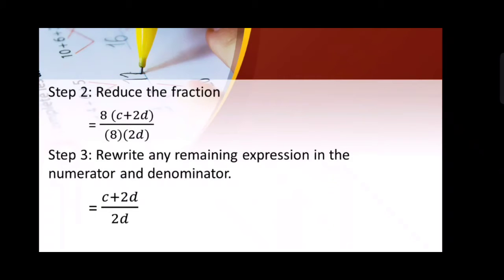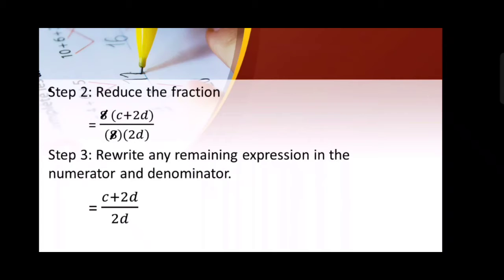Step 2, reduce the fraction. Since the denominator and numerator both have 8 as a factor, 8 can be divided out. So let's divide out the number 8. Let's proceed to step 3. Rewrite any remaining expression in the numerator and denominator. The remaining expression is c plus 2d over 2d, and it is the final answer since we cannot simplify this expression anymore.